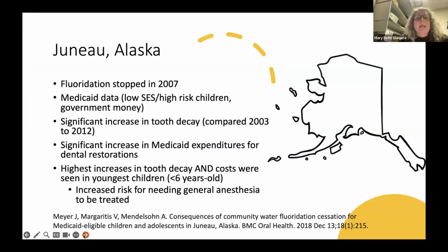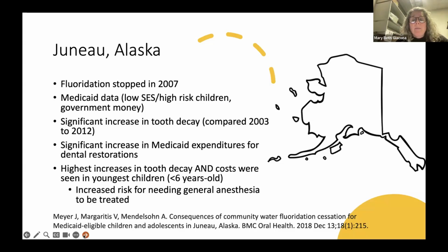And we also have to think about the Medicaid data means that this was government money, right? And what they saw is that comparing 2003, when the water was still fluoridated, to 2012, 5 years after fluoridation stopped, a significant increase in tooth decay. And this translated into a significant increase in Medicaid expenditures for dental restorations. And sadly, the highest increases in tooth decay and costs were seen in the youngest children. So those children that were born into this non-fluoridated environment, those children less than 6 years old.